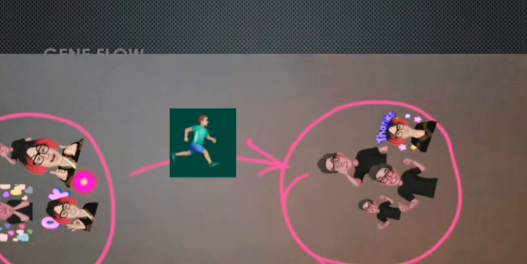Then the gene flow. Gene flow means the movement of genes into or out of a population. Suppose this is one population and here is another population. Some individual, suppose this is the individual, migrates into that population. So due to migration of organisms and gametes, dispersal of pollen grains, segments of DNA are transferred and the frequency differs. So this is called gene flow.